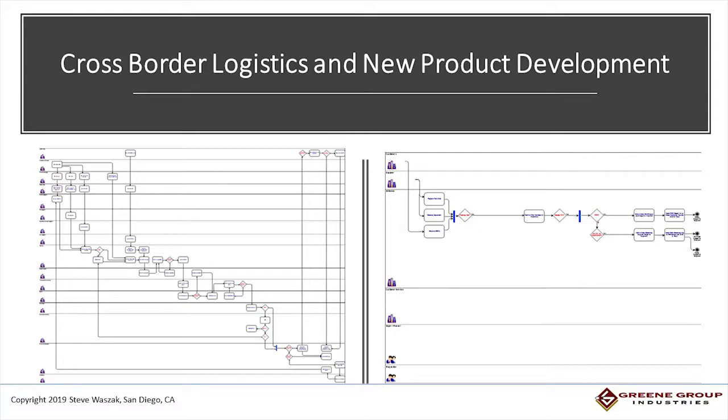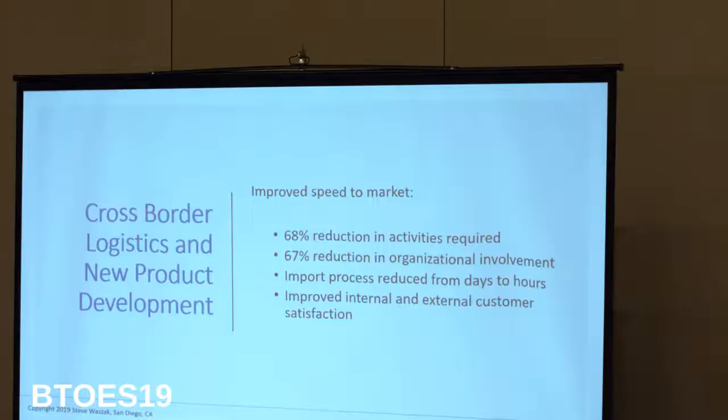And then with the 3 fundamentals we'll talk about, we developed a training that went through the current state on the left and used those fundamentals to explain how not following those fundamentals created those boxes, the need for those boxes on the chart. Within 30 days of that training, we had improved speed to market, 68% reduction in activities required, 67% reduction in organizational involvement required.